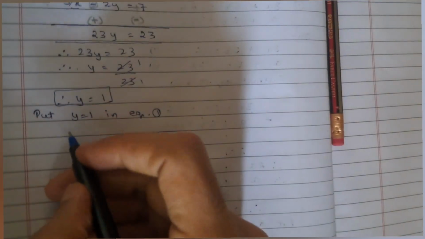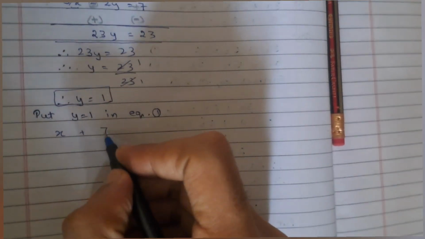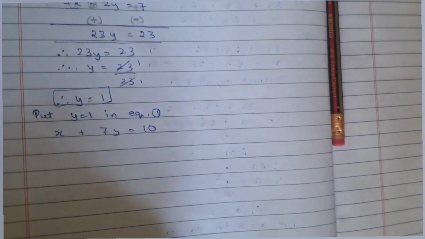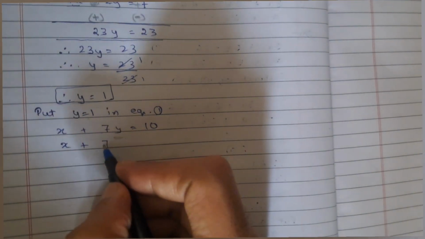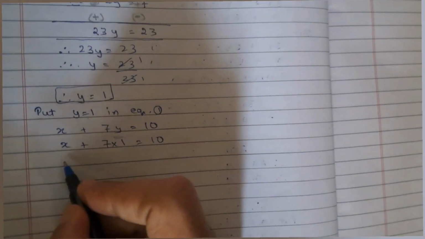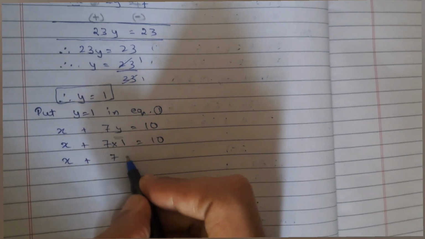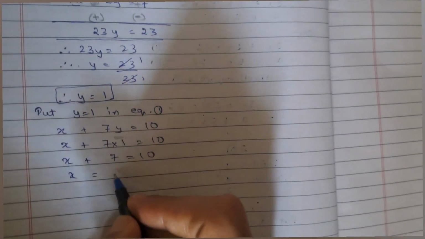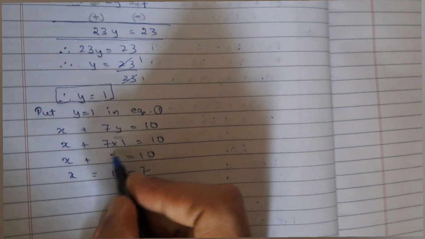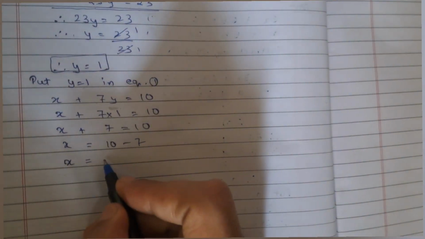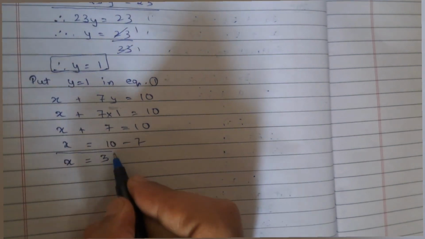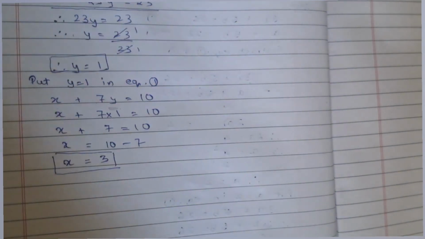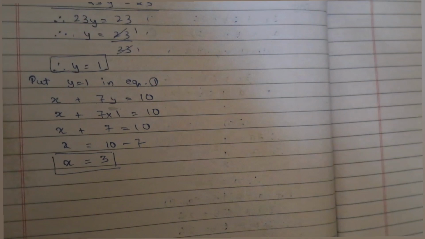So I will just write the equation number 1 again over here. x plus 7y equals 10. And inside this, wherever I can see y, I will just put the value 1. So it will become x plus 7 times 1 equals 10. So it is x plus 7 equals 10. So x equals 10 minus 7. This plus 7 came over here and became minus 7. And 10 minus 7 is nothing else but 3. And hence we have the value of x as well. This is what they needed, value of x and value of y.